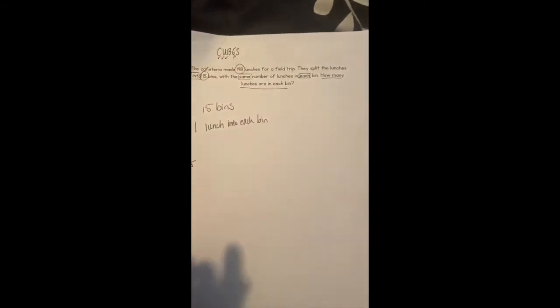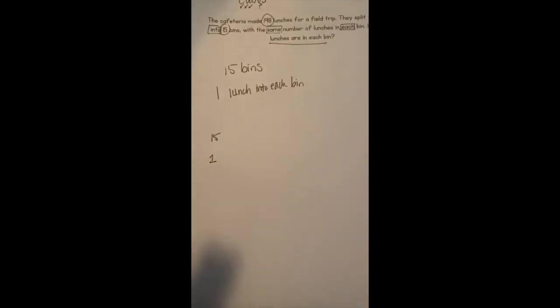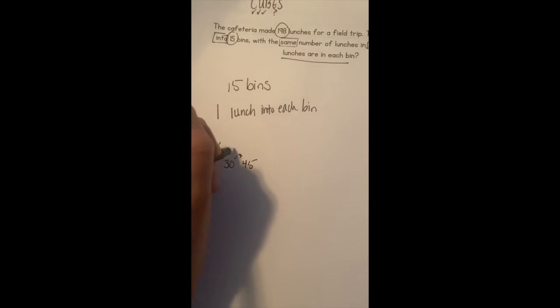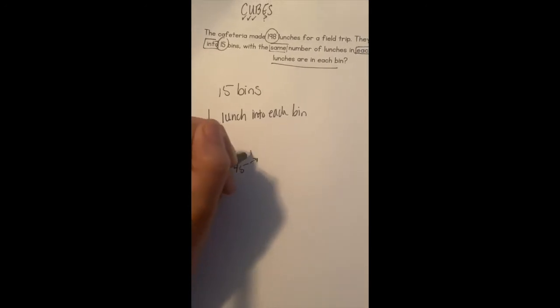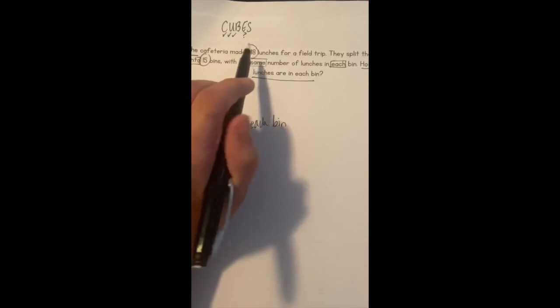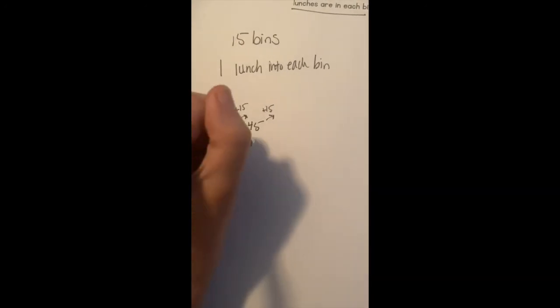So I have 15 and I'm doing one. And I have to get up to 198 or as close as I can because they have to be the same. So if I just go ahead and I skip count, I'll figure out how I can get there and the closest I can. So 15, 30, 45. So if I'm skip counting, I'm adding 15 each time here. Okay, that's what I'm doing. I'm adding 15, and I'm going to keep doing that until I get as close to this number as I can without going over. So every single time I add 15, that's another lunch in each of those bins.